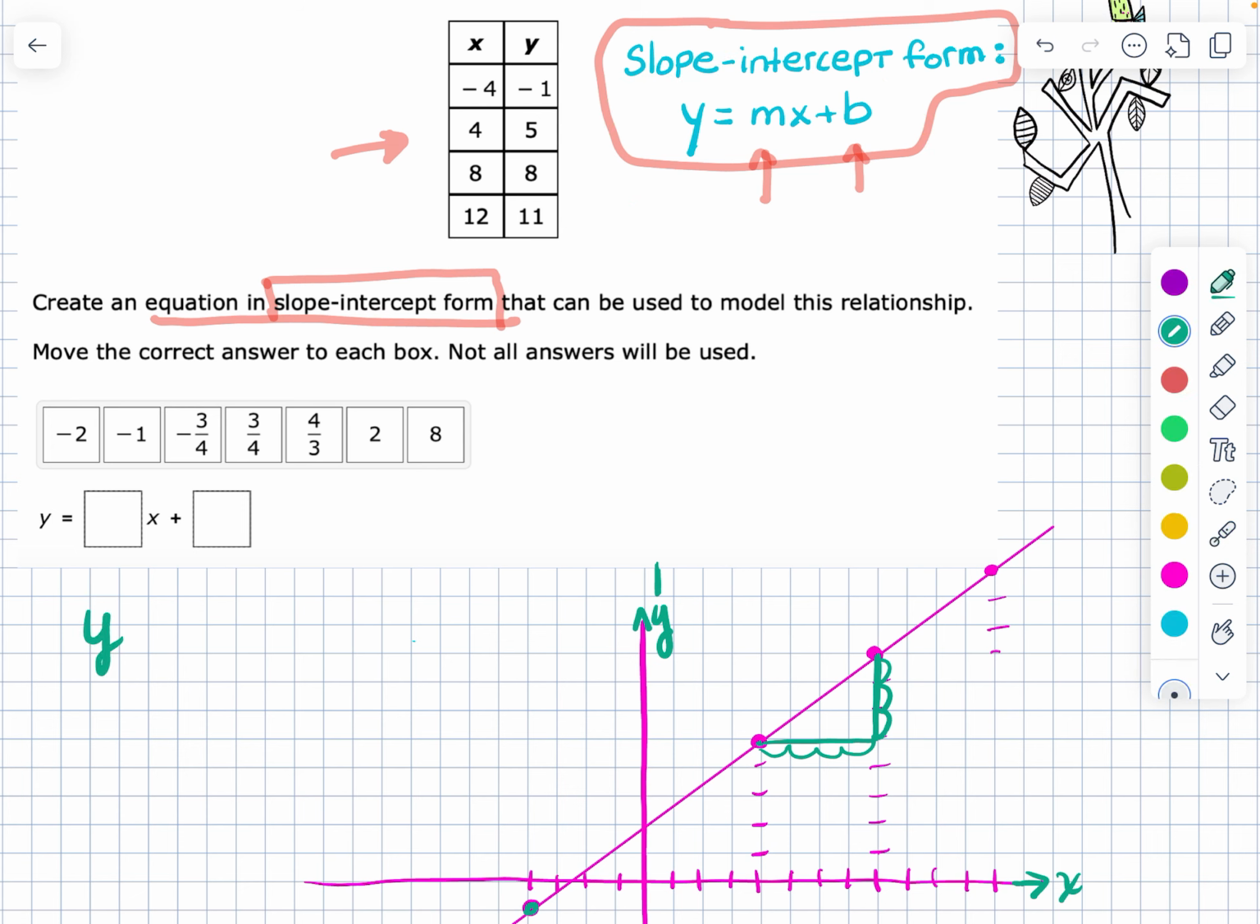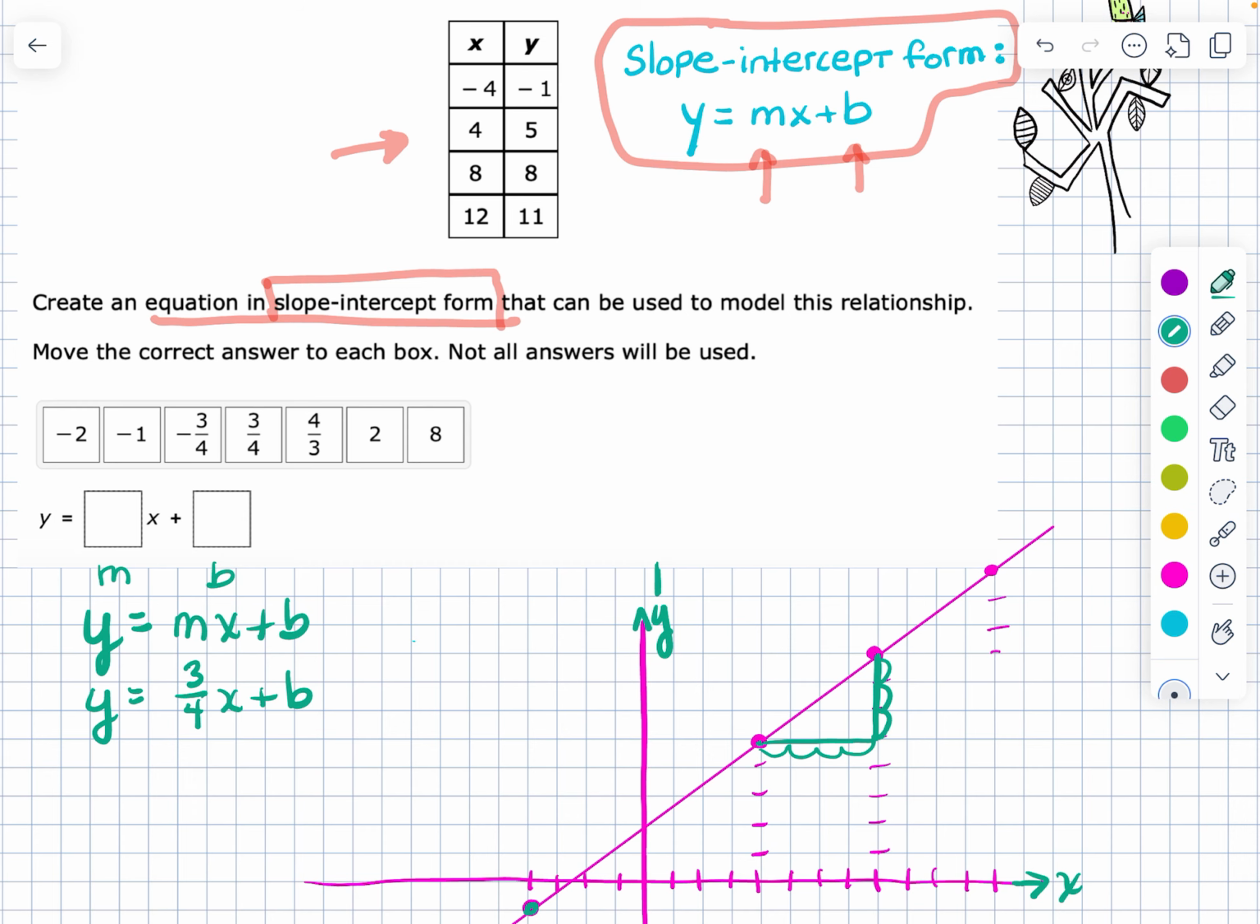So y is equal to mx plus b. You can see it right here too. This is going to be your m and that's going to be your b. Okay, so now we know that the slope is 3/4. So I can do 3 over 4 x plus b.